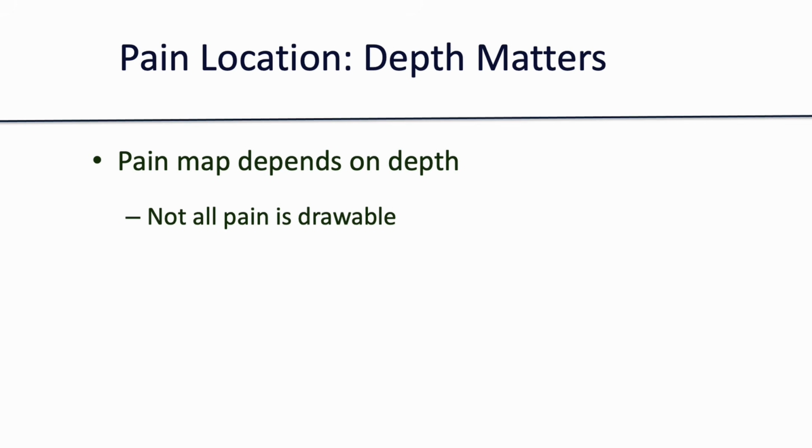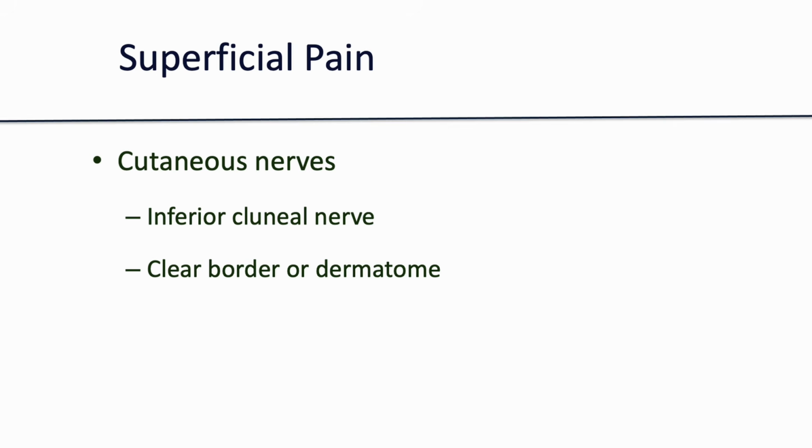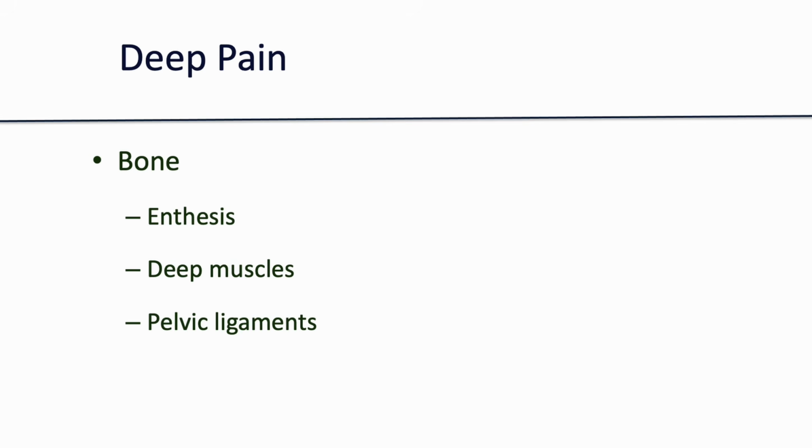When we ask patients to describe or draw their pain, the depth of the pain generator becomes critical. Superficial pain, such as pain arising from cutaneous nerves, including the inferior cluneal nerve, is relatively easy to localize. Patients can point with one finger. Some can even trace a clear dermatome. But deep pain behaves very differently.